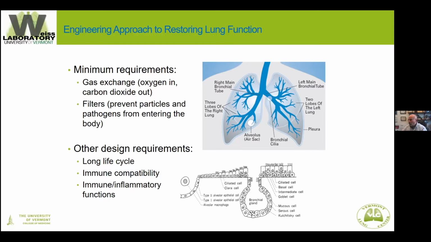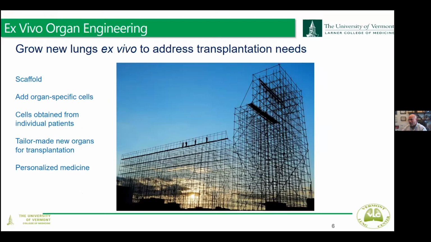So if you want to build a new lung, you got to start somewhere. And so you need a scaffold, right? You need some sort of erector set. And ideally, you would add organ-specific cells. So you'd add lung cells, or you'd add stem cells that would then be able to differentiate into functional lung cells. Ideally, you'd want these from the patient who's going to get that lung transplant or that lung you've grown outside of the body to minimize any immune mismatch or misrecognition. And so the idea, the Holy Grail, is to tailor make new organs for transplantation. And so if you think about it, this is one of the ultimates in personalized medicine.